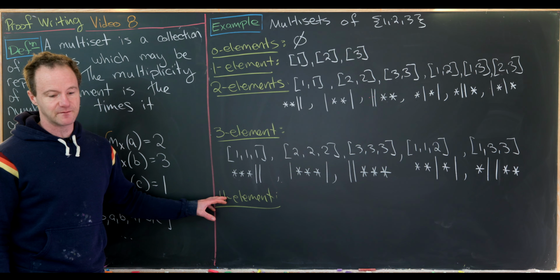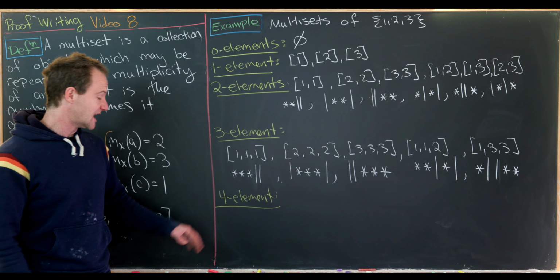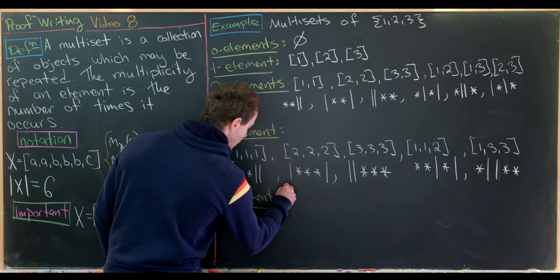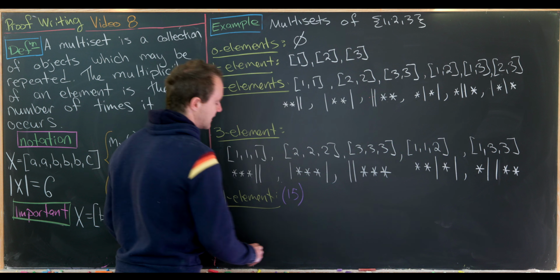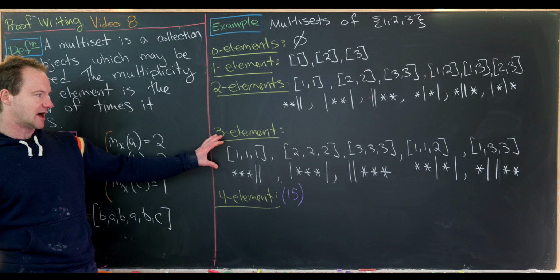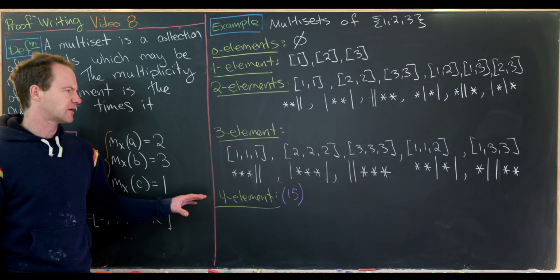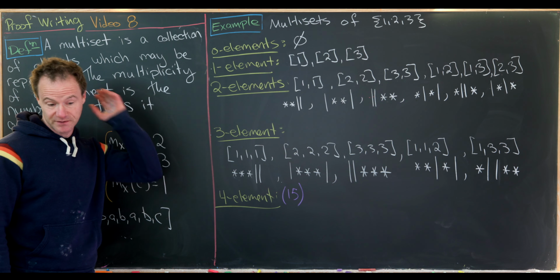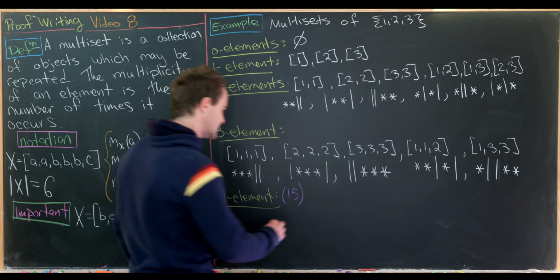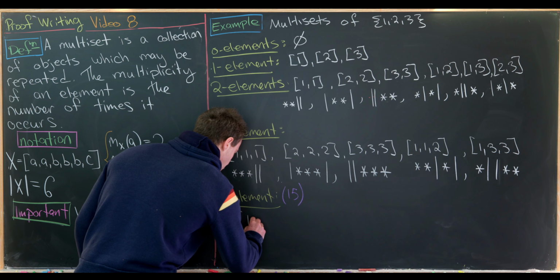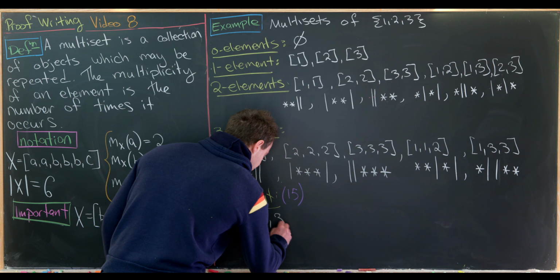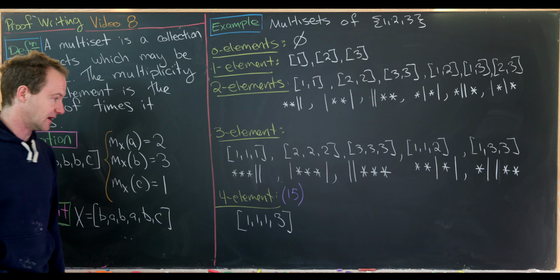Now let's look at some 4-element multisets from the set containing 1, 2, 3. I'll just say that there are 15 in total, and we'll be able to calculate that later, but just like I did not enumerate all of the 3-element ones, I won't enumerate all of them here. I think it'd probably be a good exercise for you as well. Okay, so let's look at this one. 1, 1, 1, 3. That's definitely an example.